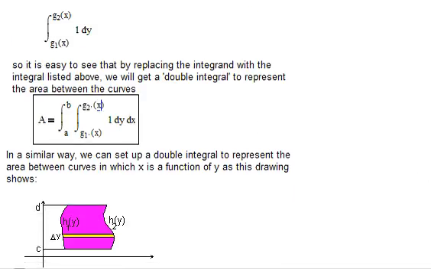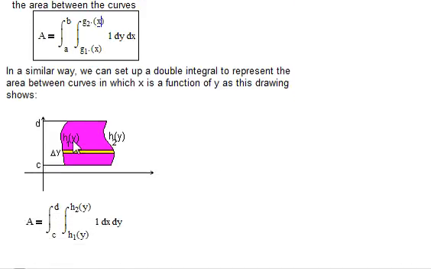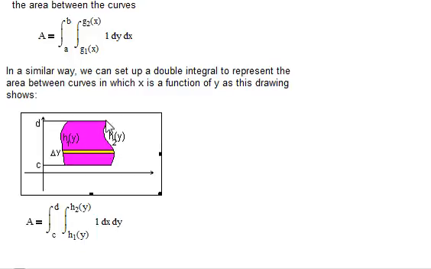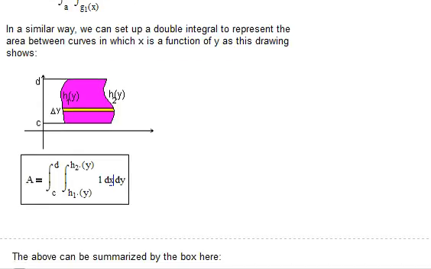But in a similar fashion, if it's more convenient, like if we have functions on the left and right and constant limits as upper and lower, then we could integrate with respect to x first. h1 of y would be the lower limit, and h2 of y the one up here. Here's the bottom, here's the top, and y goes from c to d. This is x going from h1 of y to h2 of y, and since dx appears first in the iterated integral, we need to integrate with respect to x first. And that's how that works.